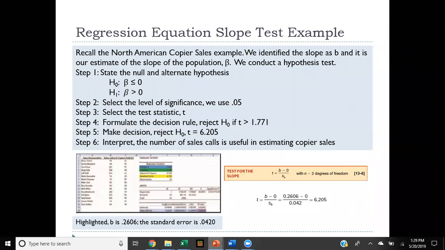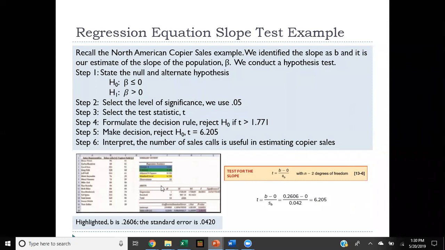So you come up with hypothesis statements, you select your level of significance, and then you select your test statistic. In this case, we're using t again because our sample size is very small. You use your t statistic, formulate your decision rule. The decision rule is based on the actual t statistic that you're going to calculate. And the t statistic is calculated on the basis of this formula here. You get your beta value minus 0, divide that by the standard deviation value for your beta.